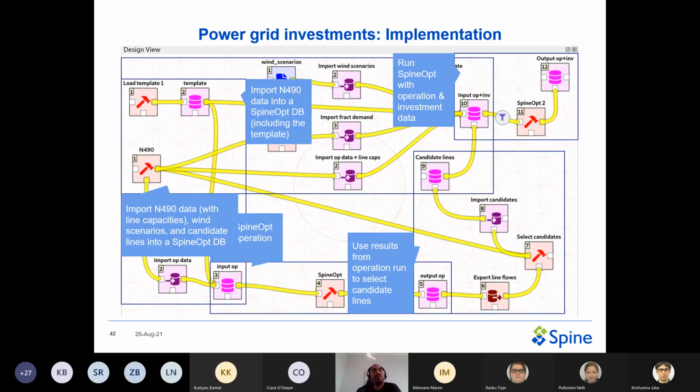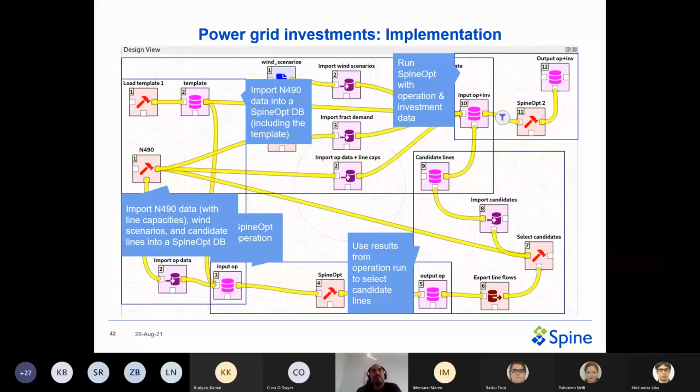And we have this nice workflow that does what I just described. This block here on the left is where we import the Nordic data that we have in an Excel file, and we use an importer to bring it into a Spine database. It's pretty simple. We also load some template data that we have for SpineOpt that simplifies the task of building a SpineOpt database. Then the second block runs SpineOpt, operations only, and writes results in this output data store.